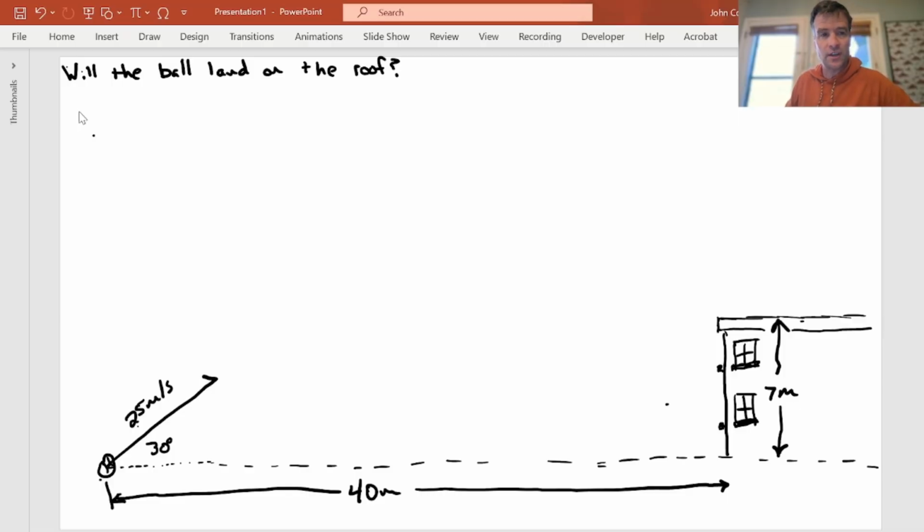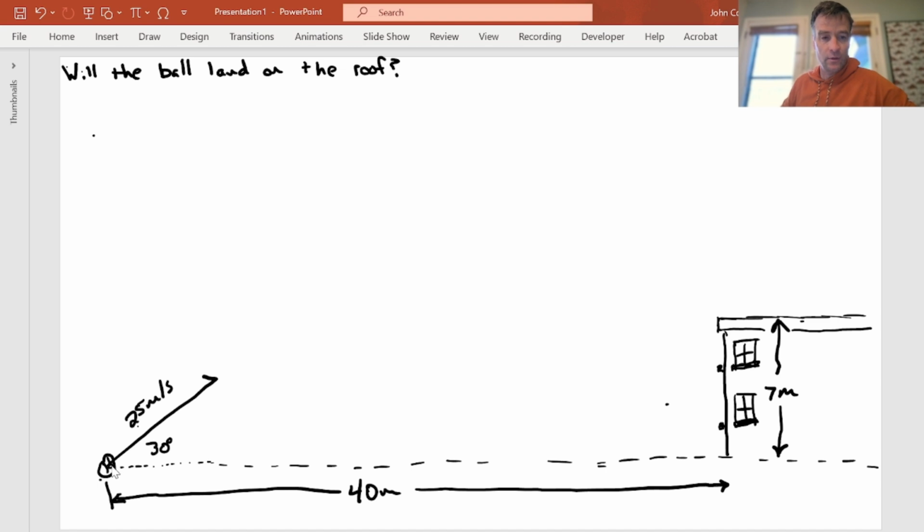So let's get started. If you want to try to solve this problem after I introduce it, you can pause the video and try to solve it on your own, and then I'll show you how to solve it. So let's say we have a baseball that's hit off of a bat at an angle of 30 degrees to the horizontal at a speed of 25 meters per second, and it's hit from 40 meters away from a building, and the building is 7 meters tall. Obviously not to scale. And the question is, will the ball land on the roof or not?